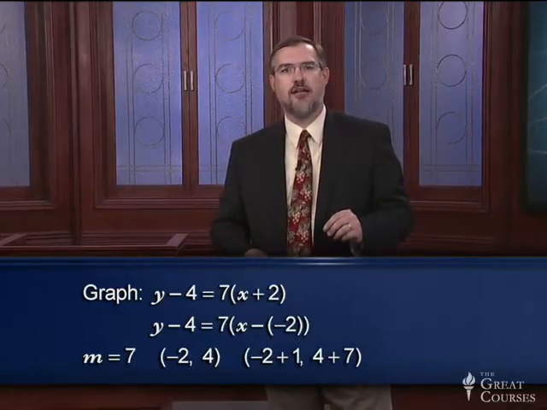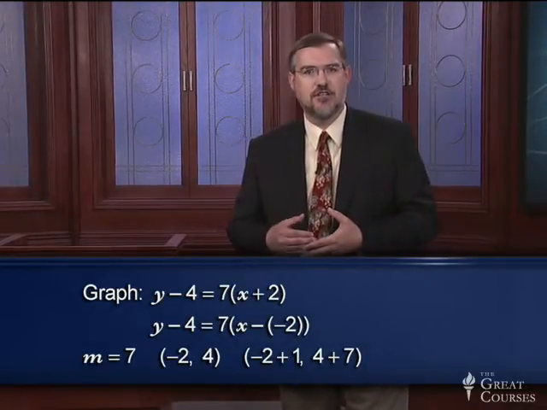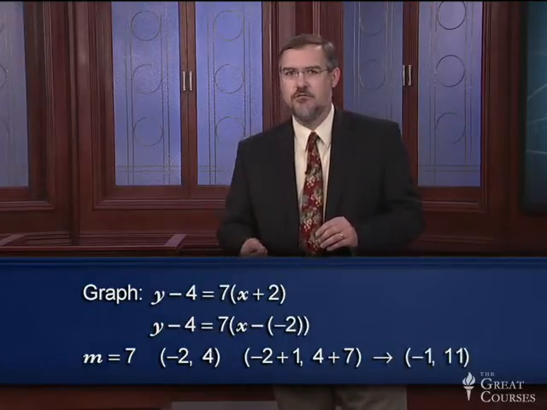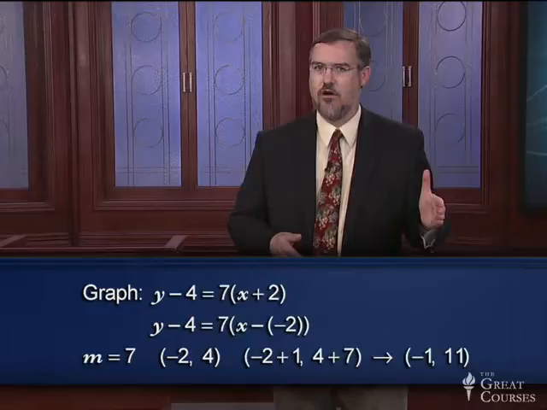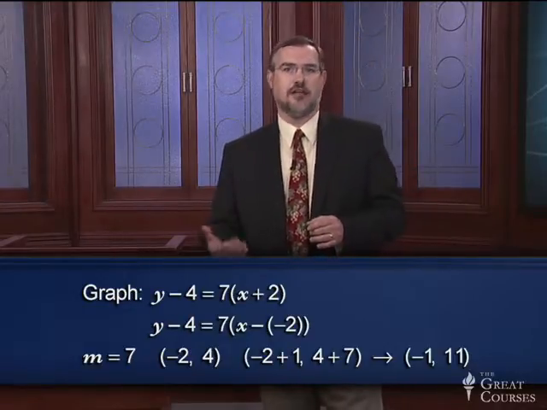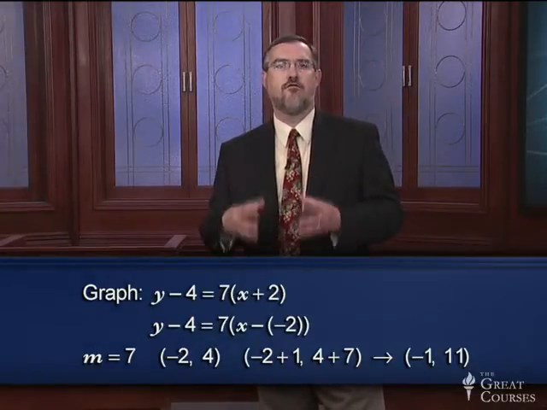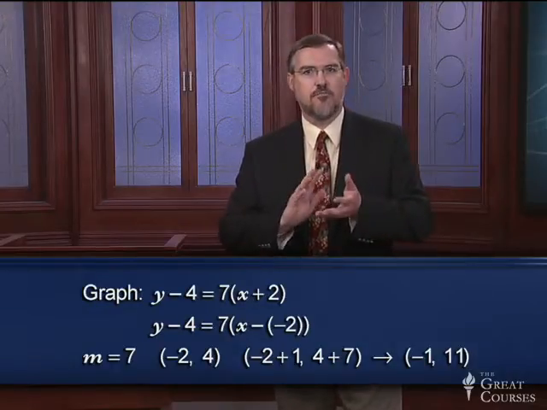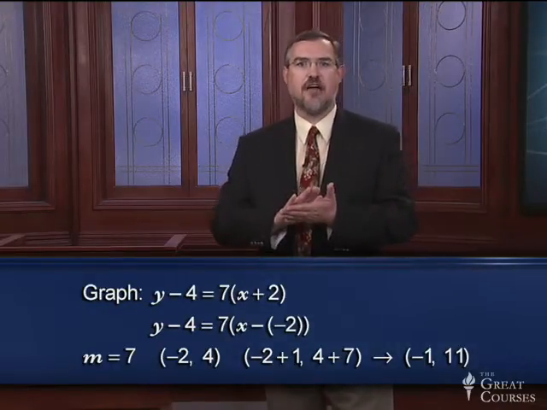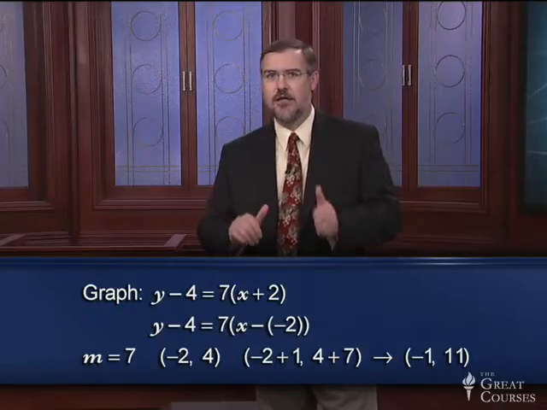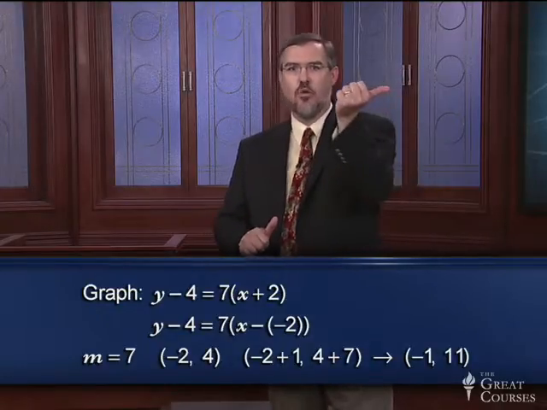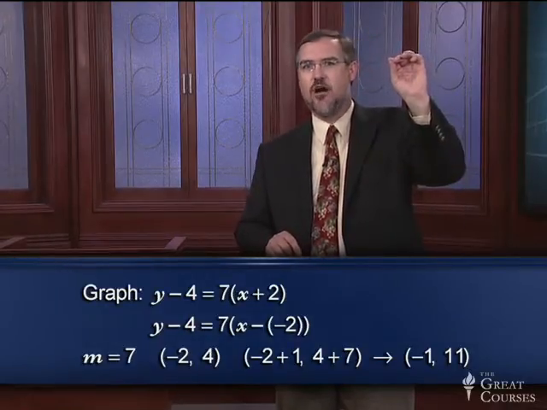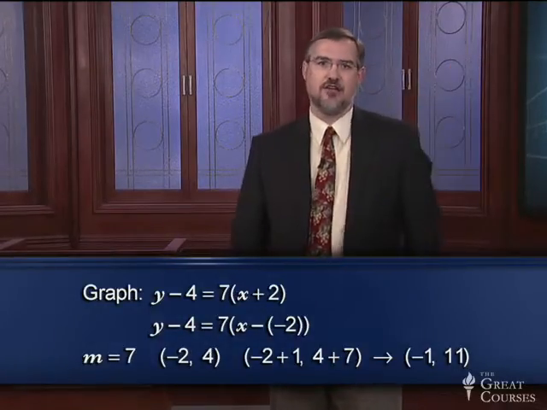And when I do that, I know a second point that the line goes through. It's going to go through negative 1, which is coming from negative 2 plus 1, comma 11, and the 11 is coming from 4 plus 7. So it's very important that we interpret that slope correctly. That 7 is the same as 7 over 1, 7 for the rise, 1 for the run, and that means the 7 gets added to the y and the 1 gets added to the x.